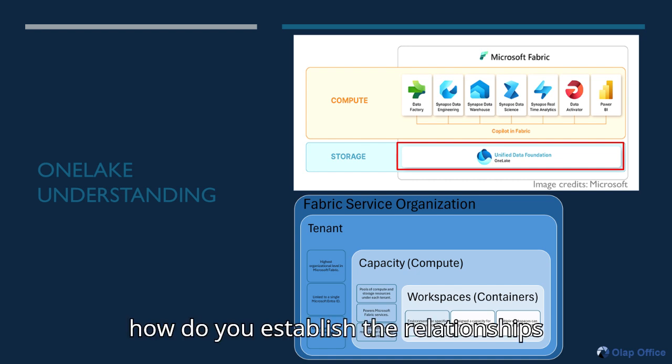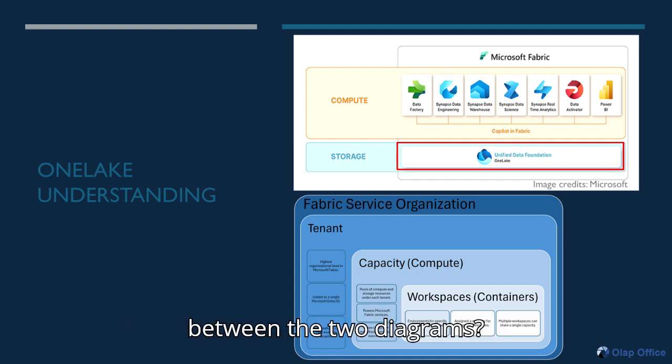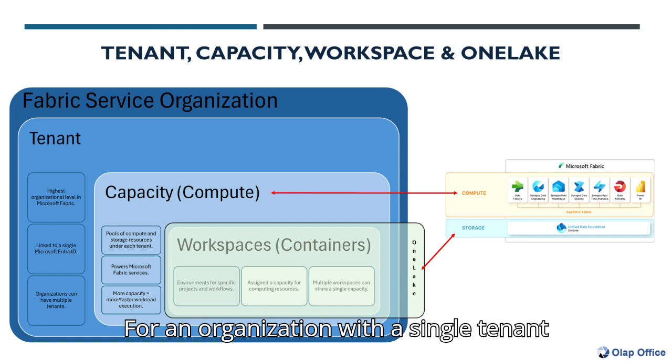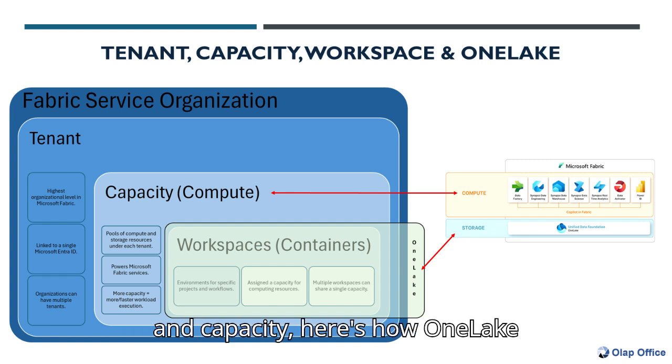So, how do you establish the relationships between the two diagrams? For an organization with a single tenant and capacity, here's how OneLake integrates into the setup. The relationships are as represented by the red arrows.